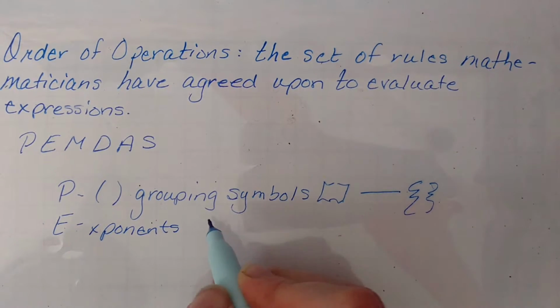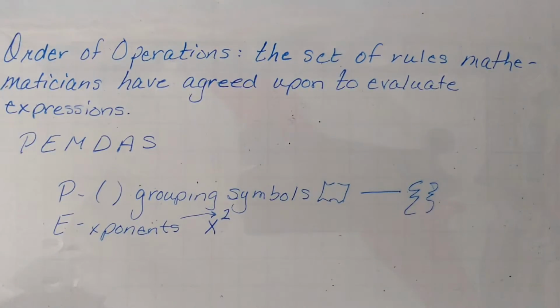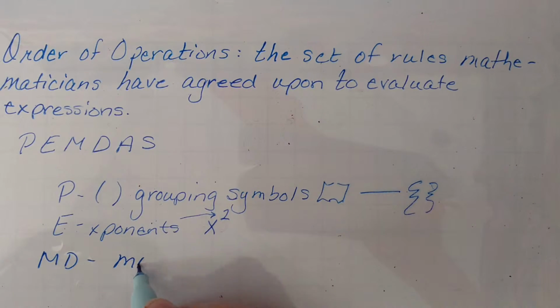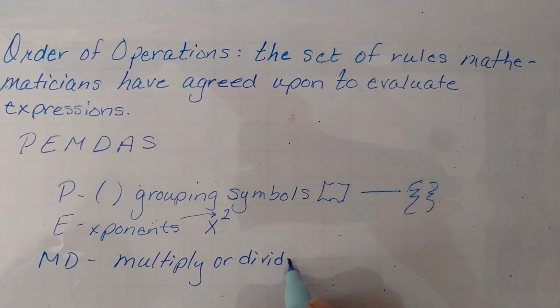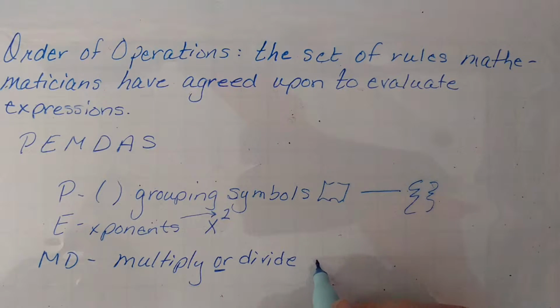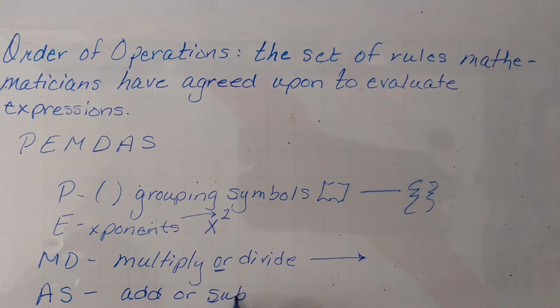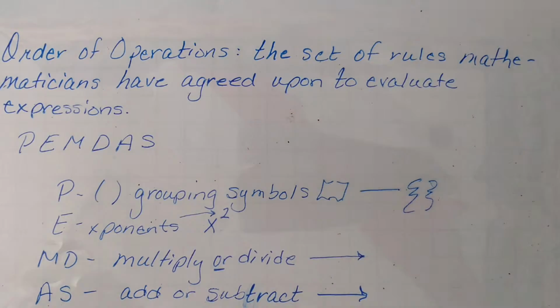The E stands for exponents. And exponents, remember, tell you how many times to take your base to a certain power, the exponent being the 2 there. I always put my M and D together: multiply or divide. Because they have the same level of importance, it's whichever one you see first, reading left to right. And then we finish up with A and S, add or subtract. They have the same level of importance, and again, that is left to right as well.